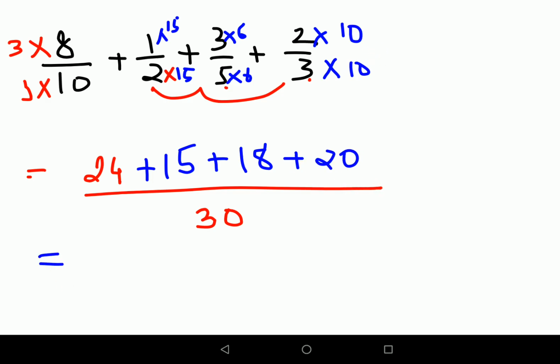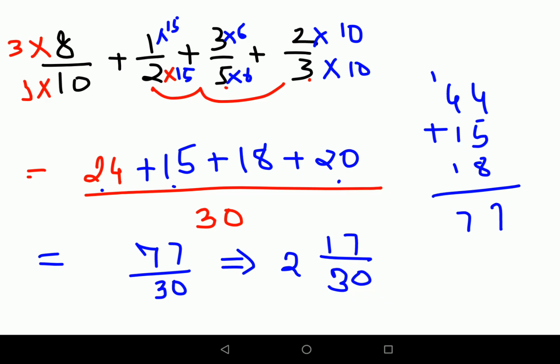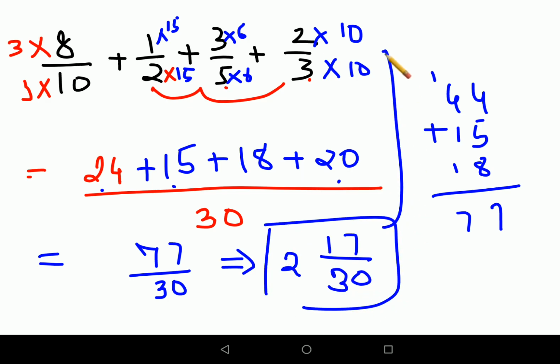So now in this case, 20 plus 24 gets you 44 plus 15 plus 18. So 9 plus 8 gets you 7, 1 carry. Then you have 5, 6, 7. So you have 77 upon 30, which is an improper fraction. Here you can write it in proper form as nothing but 2 and 17 upon 30. This, my dear friends, is the final answer for this particular addition.